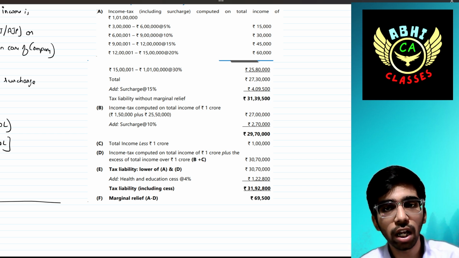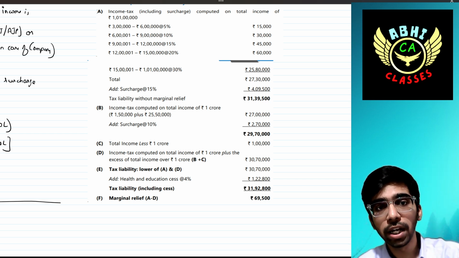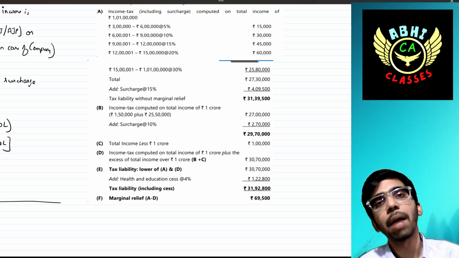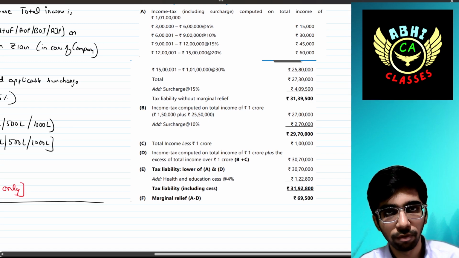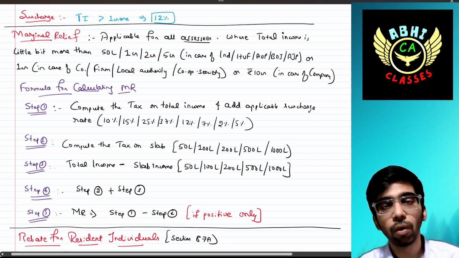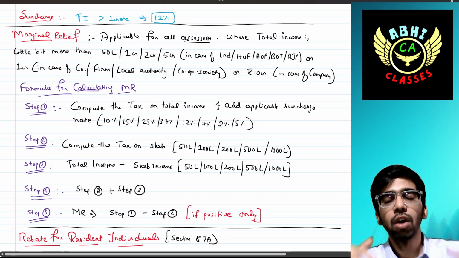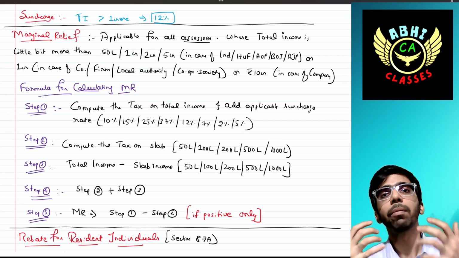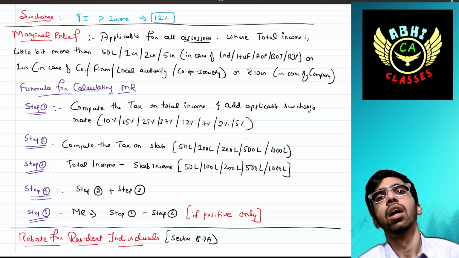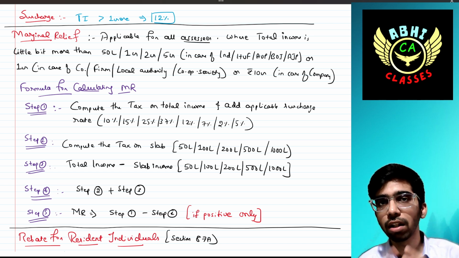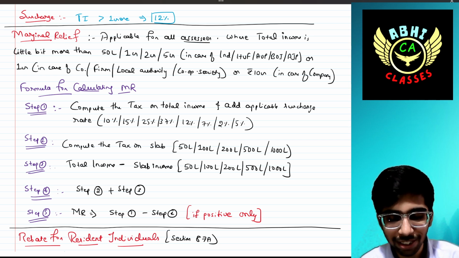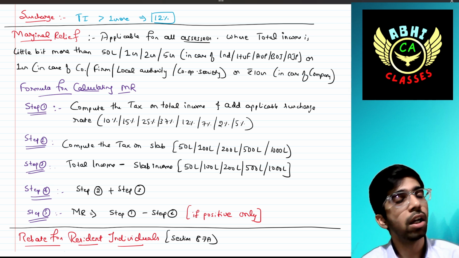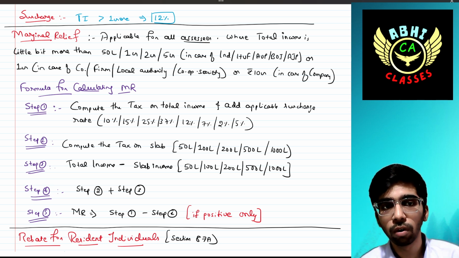How is 69,500 arrived at? First step minus the fourth step, that is 30,70,000. The amount comes to 69,500. Okay, this is the marginal relief. We'll revise once again when it will be applicable. I would say it will be applicable when your total income is a little bit more than your slab, for example, 2 crore 2 lakh, 2 crore 3 lakh, but you need to compute.